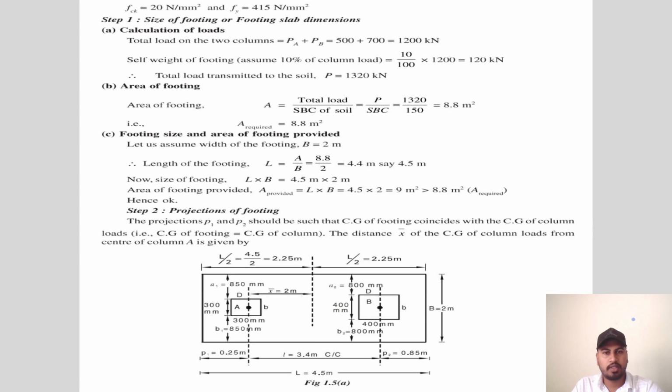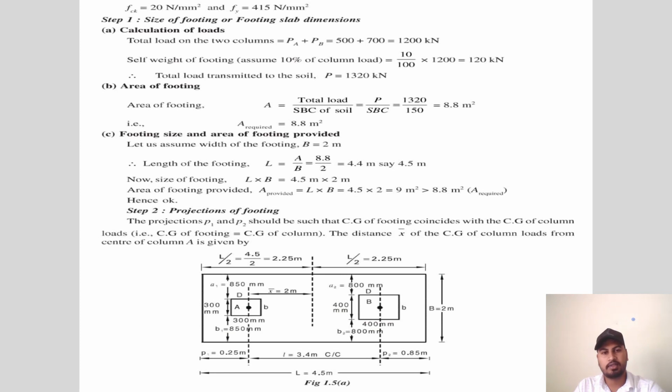As we have the SBC, that is the bearing capacity of the soil, from that we can calculate the area, as we know that area is equal to total load by SBC of the soil. So from here we can get the area required, that is 8.8 meter square.